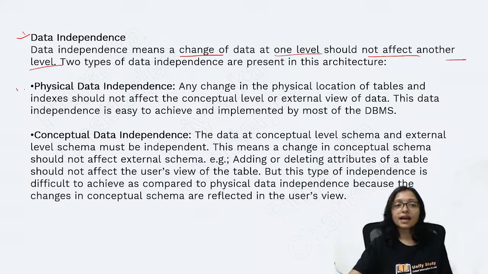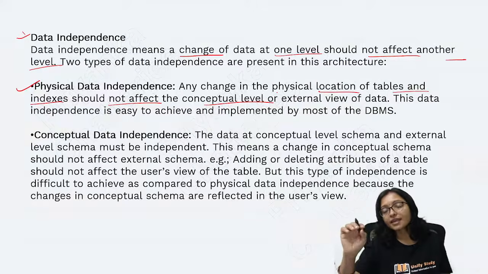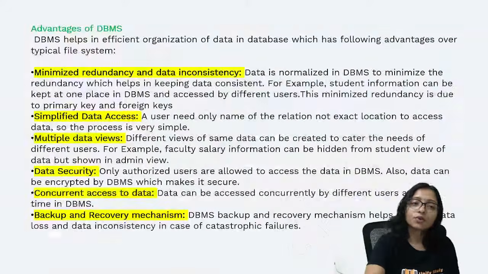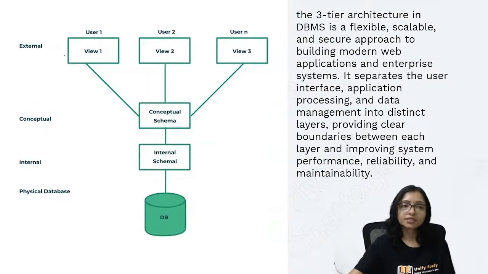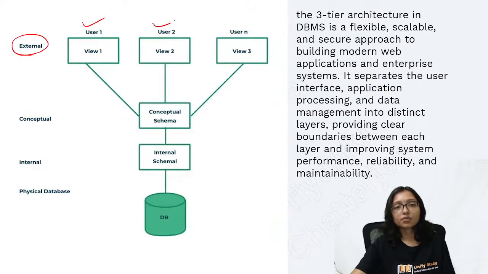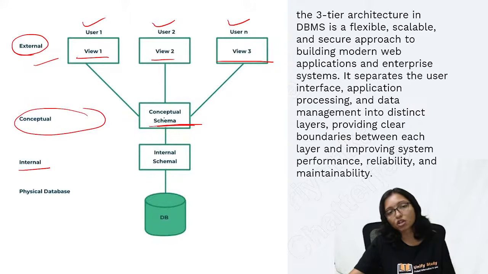Physical data independence means the physical location of the table and the index should not affect the conceptual level. The main thing is that there are layers. Here, if you come to this layer, that will be clear. You can see this is your external level: user 1, user 2, user 3, different users have different views. Between the external level and the internal level, this is the conceptual schema. This is the conceptual level. This is your internal schema, and ultimately this is your physical database.